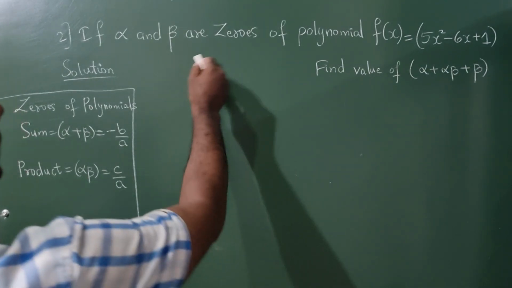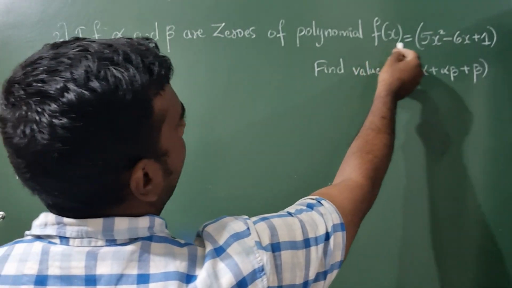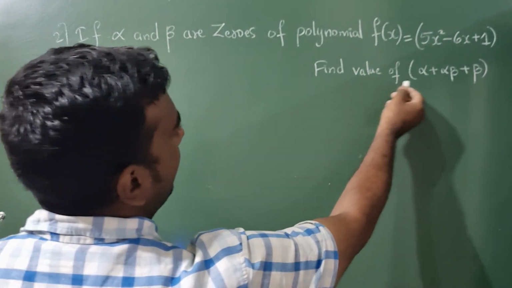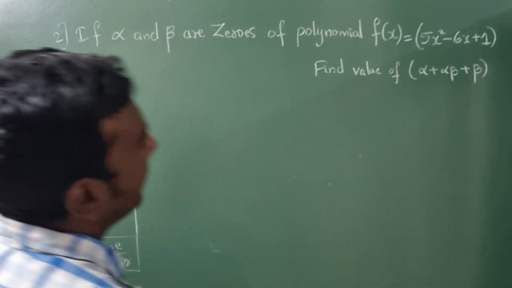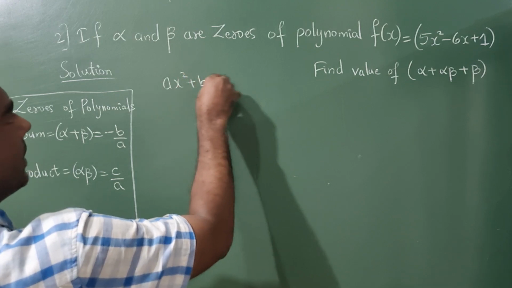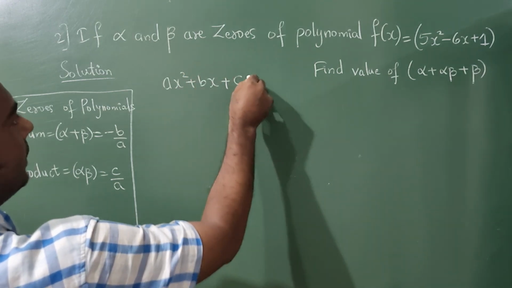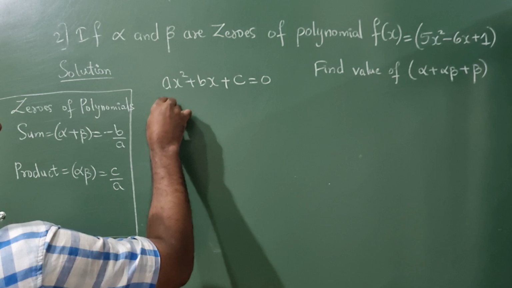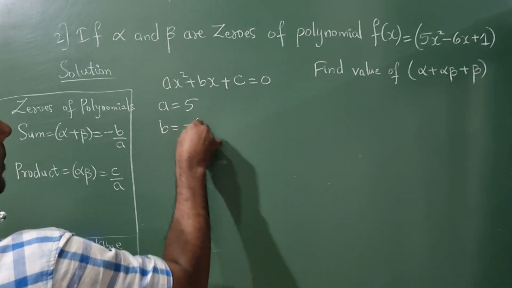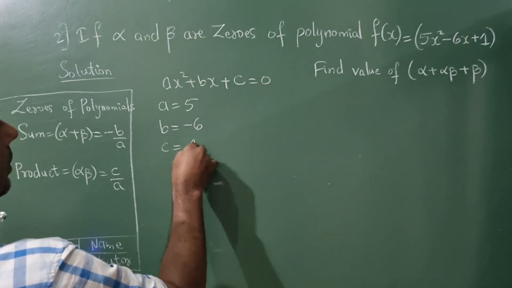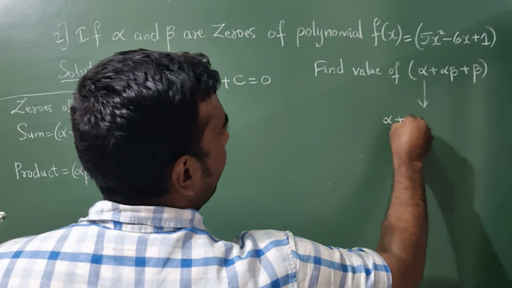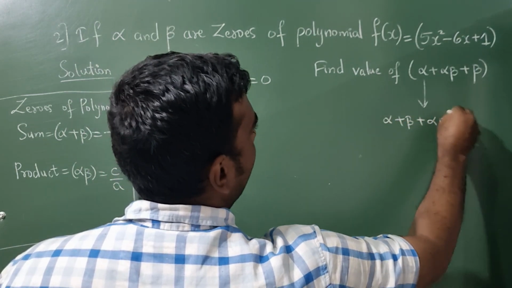If alpha and beta are zeros of polynomial f of x is equal to 5x square minus 6x plus 1, then find the value of alpha plus alpha beta plus beta. Okay, this is of the form ax square plus bx plus c is equal to 0. Now what is the a value? 5. b value is minus 6. c value is 1. Okay, this can be rearranged as alpha plus beta plus alpha beta.